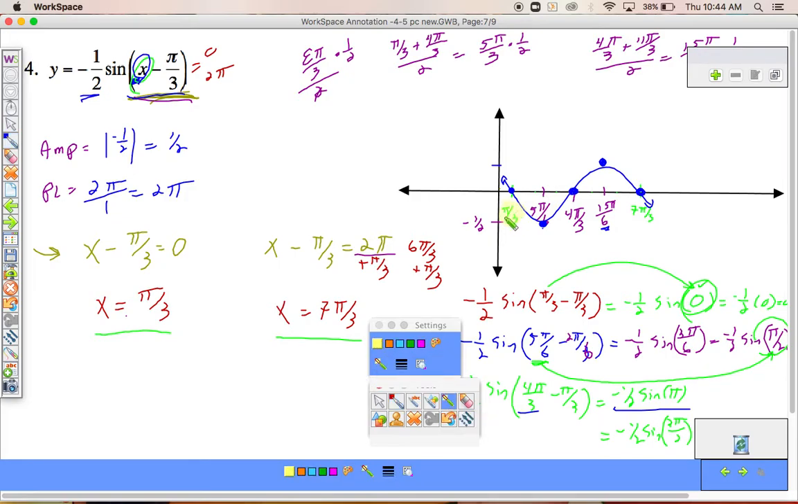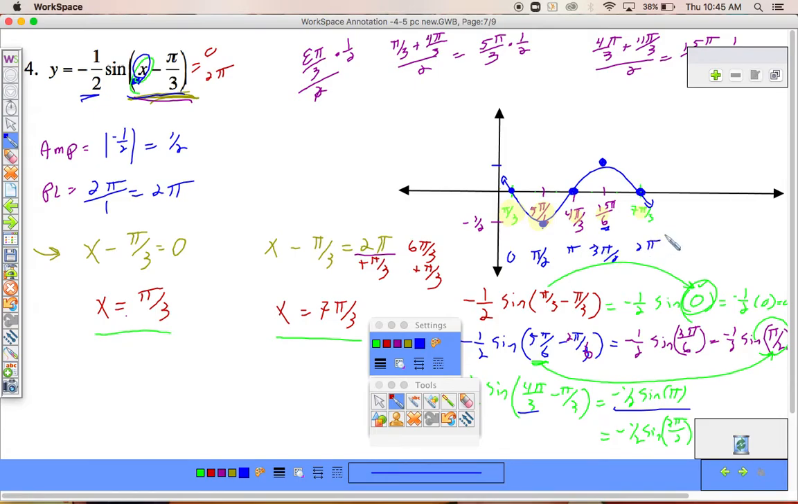Doesn't matter. When you plug in pi over 3, you're going to be taking the sine of 0. When you plug in 5 pi over 6, you're going to be taking the sine of pi over 2. 4 pi over 3, 5 pi over 6, 7 pi over 3 always are going to give you pi, 3 pi over 2, and 2 pi. So we don't have to always do this math. As long as you got your numbers correct, it's always going to work out to be the sine and cosine of 0, pi over 2, pi, 3 pi over 2, and 2 pi.